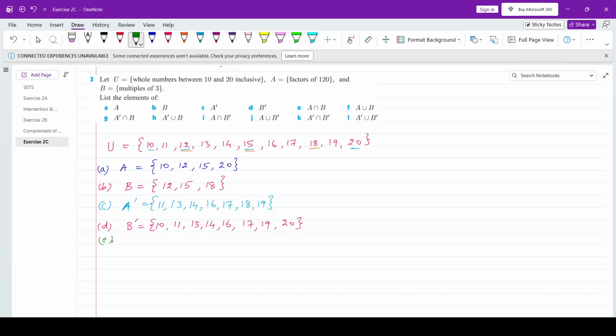Now part E is asking A intersection B. So what is A intersection B? A intersection B will be the common elements that are present in A and B both. So that is 12 and 15. A intersection B is 12 and 15.